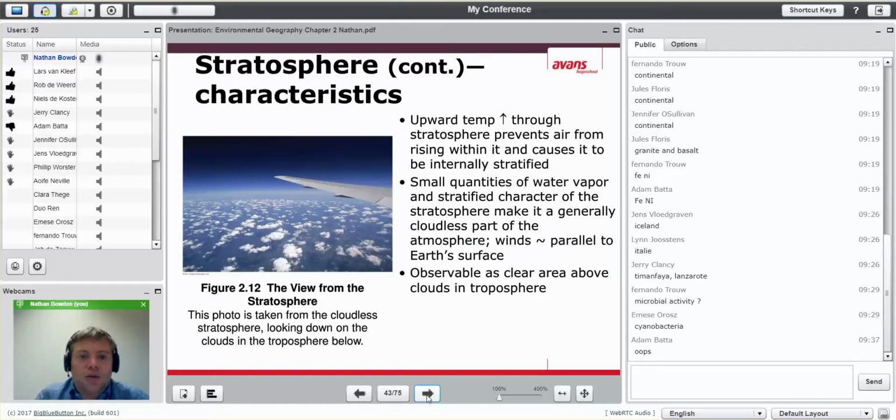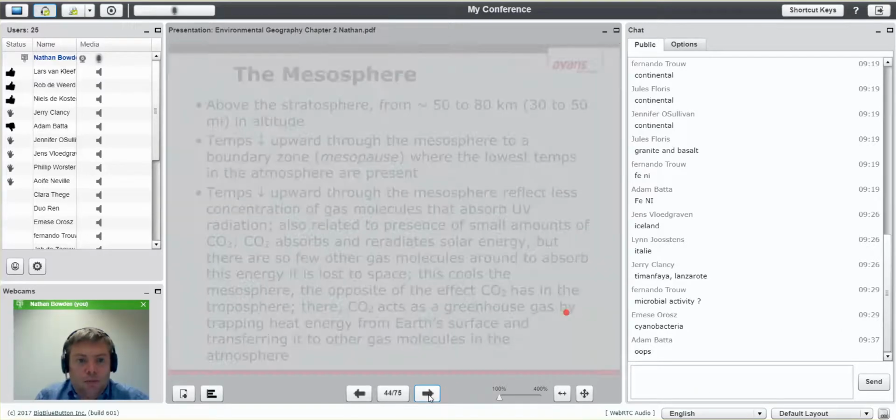Some characteristics of the stratosphere: as you go upward, temperatures increase through the stratosphere. Small quantities of water vapor and the stratified character of the stratosphere make it generally cloudless, so you're way above the clouds, and the winds are parallel to Earth's surface. So it's what we see as blue, really.